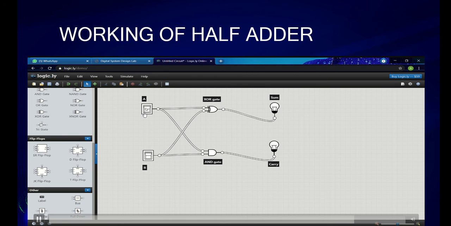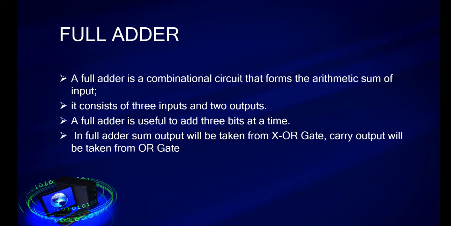When A is 1, the sum will be 1, carry will be 0. When B is 1 and A is 0, the sum will be 1, same carry will be 0. When A and B both are 1, the carry will be 1. This is the working of half adder. Let's move to full adder.